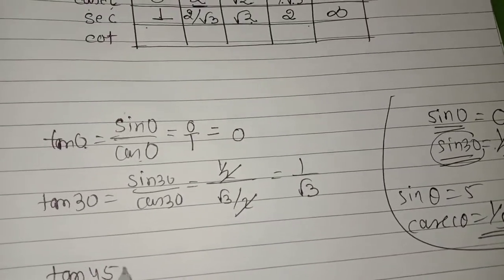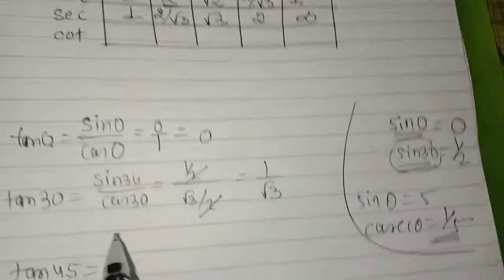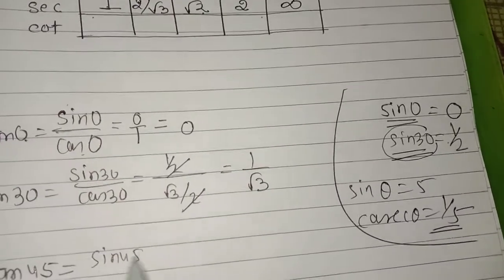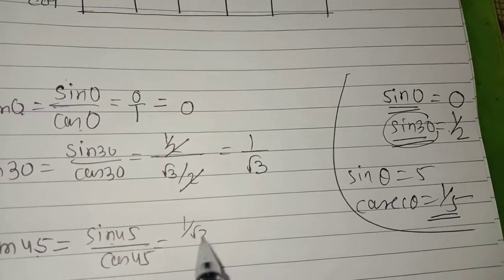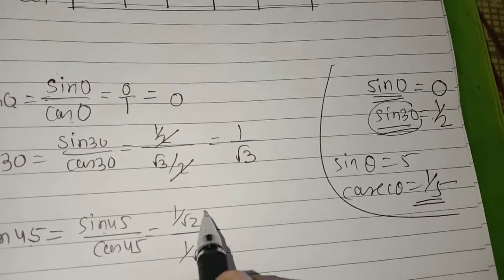Then comes tan 45. What is the value of tan 45? It is sin 45 upon cos 45. So what is the value of sin 45? It is 1 by root 2. Cos 45 is 1 by root 2. All will be cancelled with each other and we get the value as 1. So I will write here tan 45 as 1.